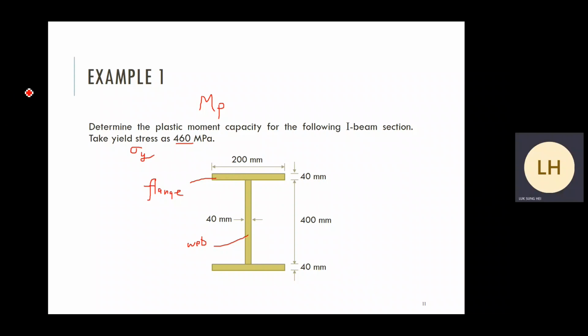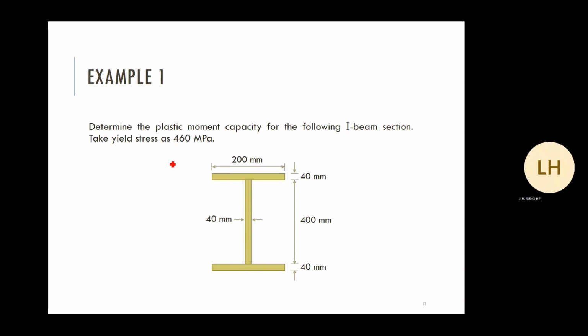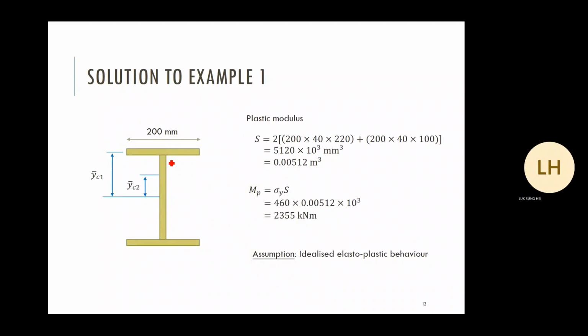How to do the calculations for MP? Plastic moment. You may divide the section into two parts. You may divide this I section into two parts. One is the flange part. The other one is the red part. And you can see that I just consider the top half region. I just consider the top half. I ignore the bottom half.